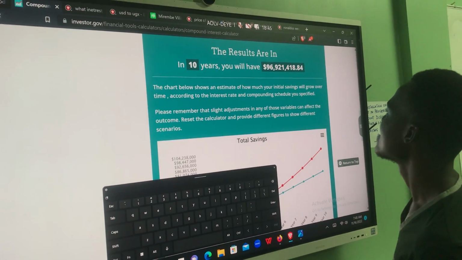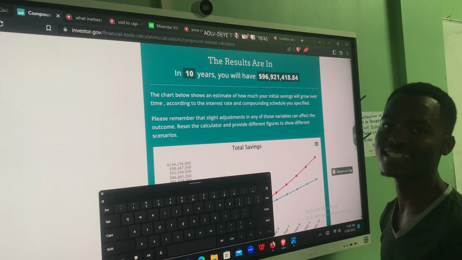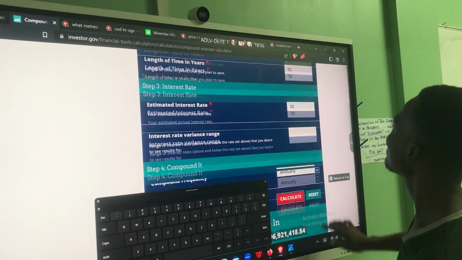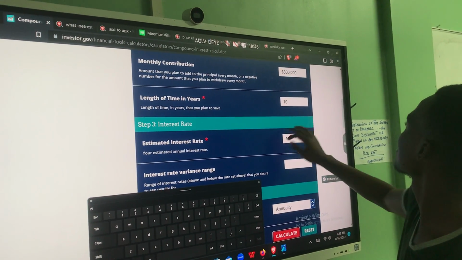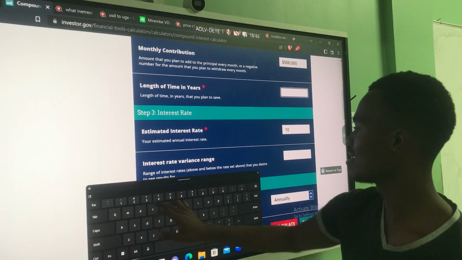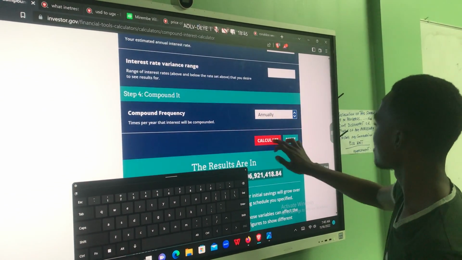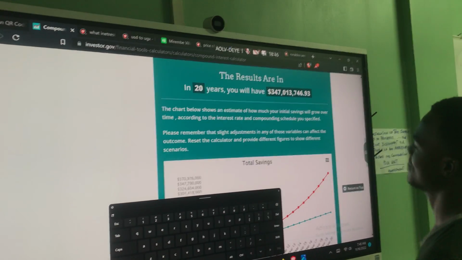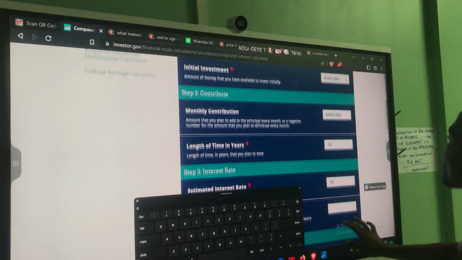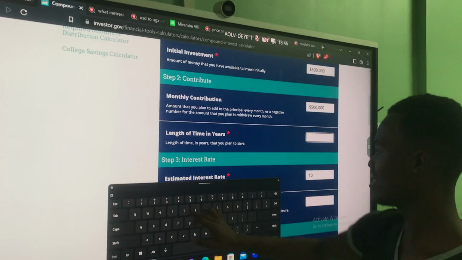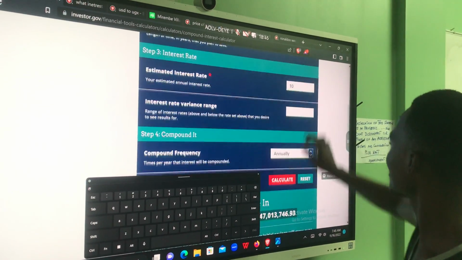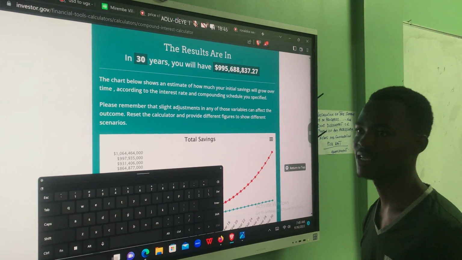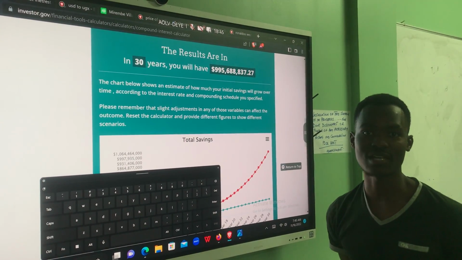Yeah, in 10 years, he'll be having 96 million USD. Let us calculate in 20 years. In 20 years, we'll be having 300 million. That's in 20 years. If you continue this habit for 30 years, in 30 years, we'll be having 900 million. So in 30 years, we'll be approaching a billion.